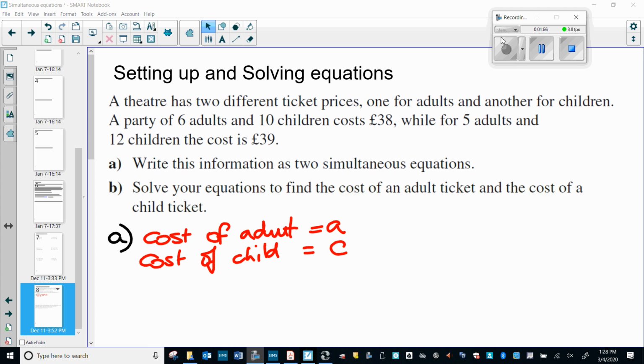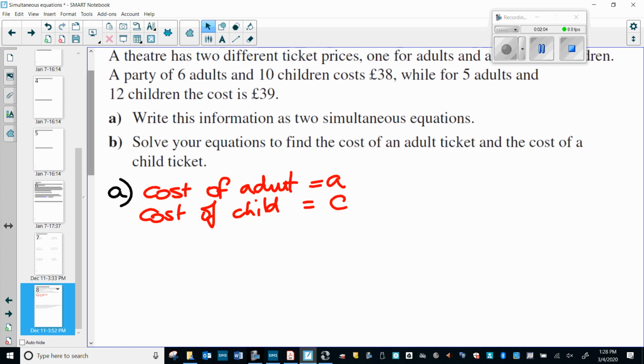Alright, so cost of adult is A, cost of child is C. So we need to write ourselves two equations. Anyone want to suggest what one of them might be? Erin, do you want to go? So we'll take the cost of one adult is A, and the cost of one child is C. And this is the first piece of information.